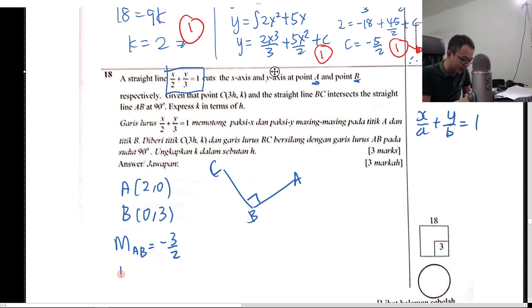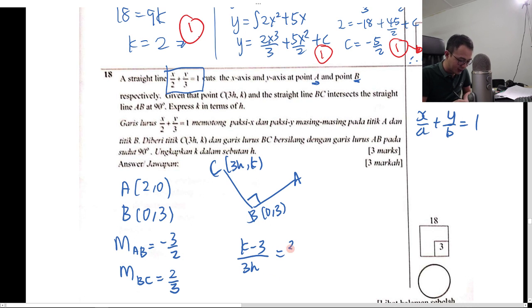Then I can get the gradient of BC, because I know they are perpendicular to each other. They are 90 degrees to each other. So I will do m1 m2 = -1. I will get 2/3. Alright, since I know the gradient of BC, then I have the coordinate of B here, which is (0, 3), and I have the coordinate of C here, which is (3h, k). Then I use the gradient formula: (k - 3)/(3h - 0). I shouldn't write 0. If you want to write 0 also doesn't matter.